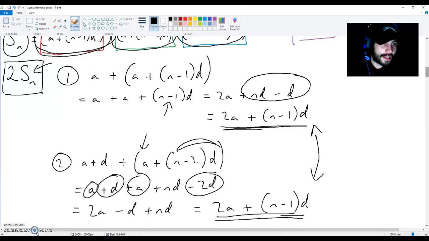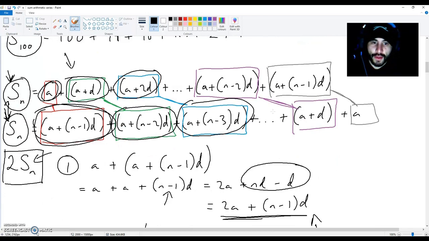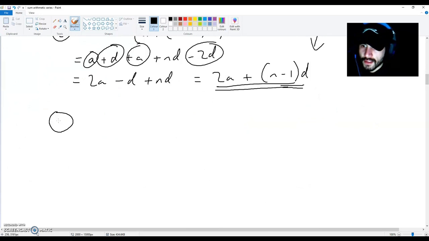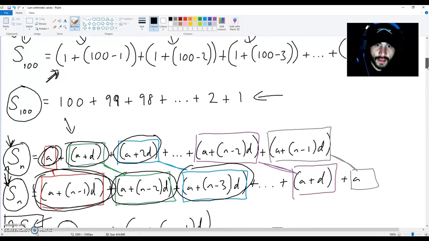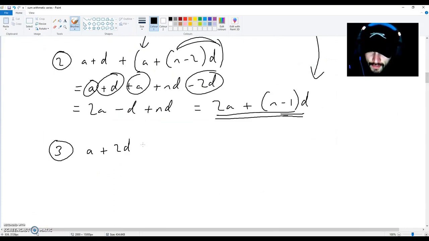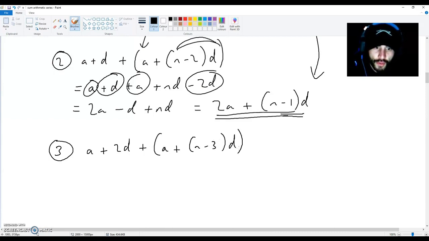Okay, now let's collect the terms in blue, which are connected to each other. So we get a plus 2d, I believe. Let me just check. Yes, plus, in brackets, a plus n minus 3 multiplied by d. What is this simplified? So we get a plus 2d plus a over here plus nd, minus 3d.